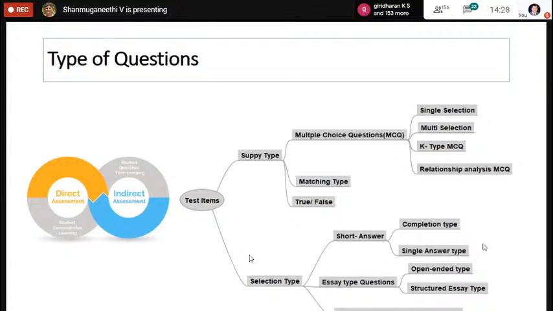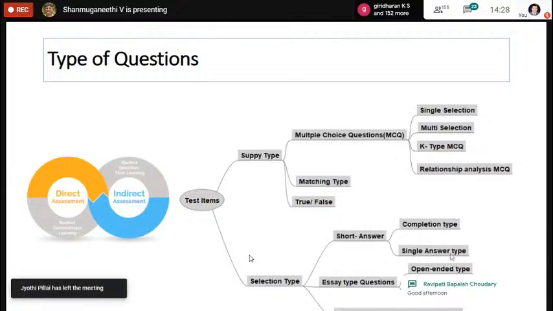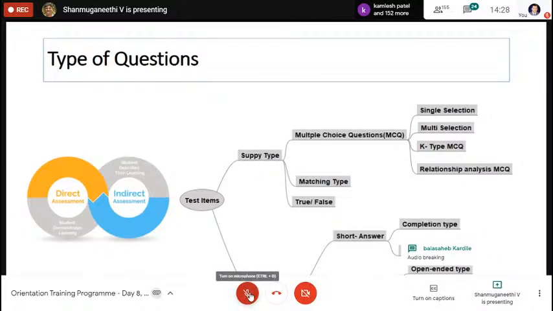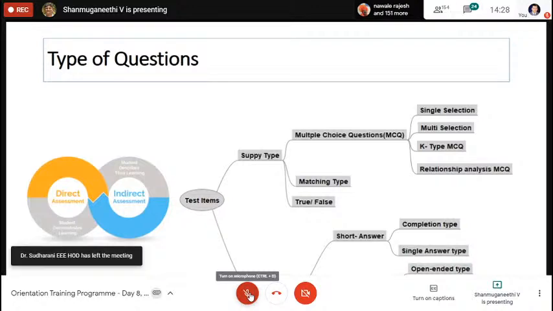Then the short answer question, like a completion type and a single answer type. Then the essay type of question, where we have discussed where we have to use a completely open-ended question, and where we have to use the structured essay question, and how the structured essay question can improve the reliability of the scoring. So those things we have discussed. Then how we have to prepare the numerical problem solving questions. So these things we have discussed in unit 3.